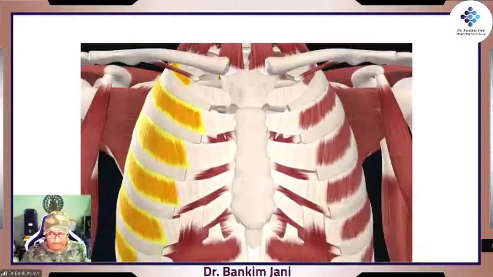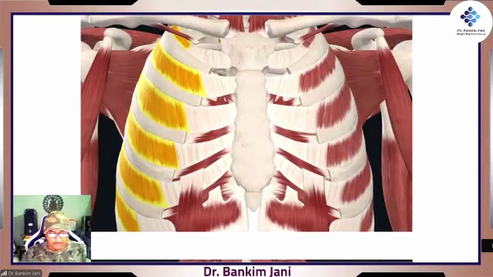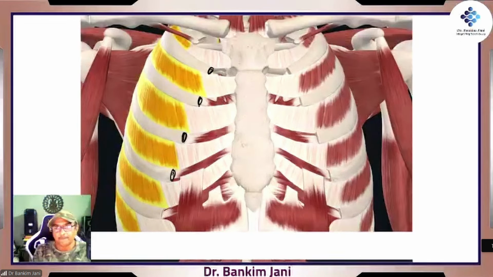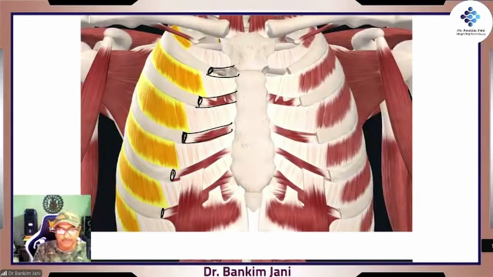Then we move still further. See the ribs. This is the anterior end of the rib. See, it has been cut. So all these, right? These are the anteriors. And from here to here, there will be cartilage. Here to here, there will be cartilage. Here the cartilage has been removed.